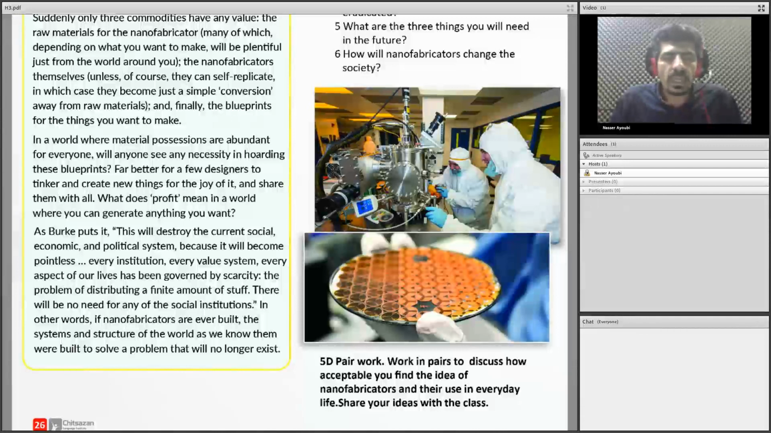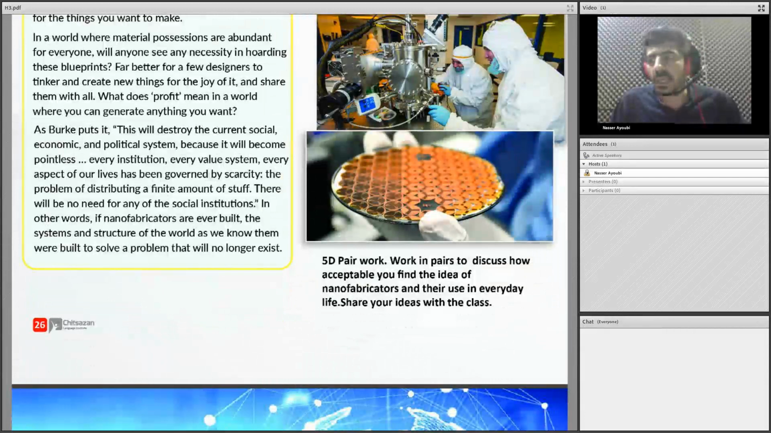What does profit mean in a world where you can generate anything you want? So profit, money, wealth, they will become worthless. They will become valueless, because whatever you want, you can produce yourself easily at home. Money will lose its identity, its value, its sense. As Burke puts it, this will destroy the current social, economic, and political system because it will become pointless.